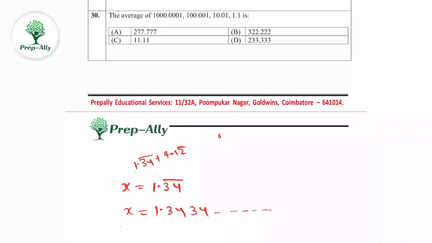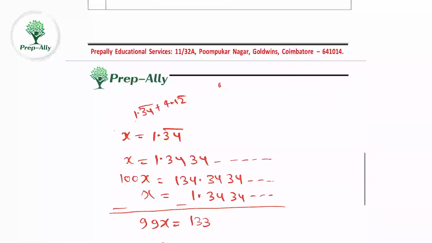If I multiply by 100, we can write 100x is equal to 134.3434. And x I write 1.3434. So if I subtract this one, we are getting 99x is equal to 133. So x we can write as 133 by 99. Now this we assume as x. This thing we can assume as y. So if I assume y is equal to 4.12 with bar over 2, it means y is equal to 4.122222. So again here if I multiply by, let us suppose, 100y.